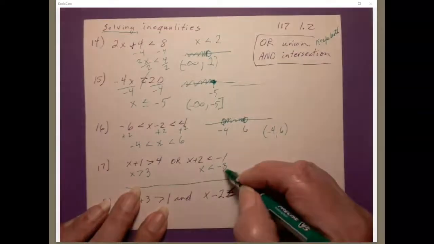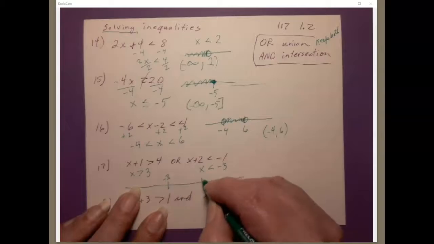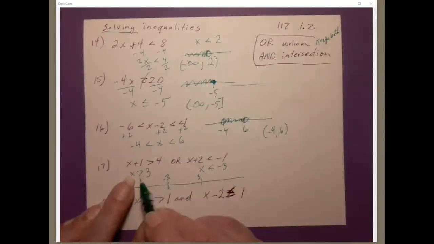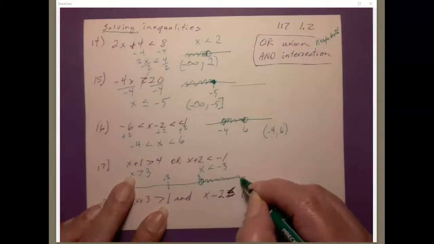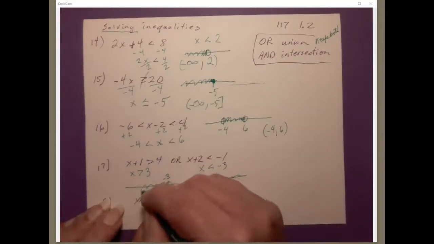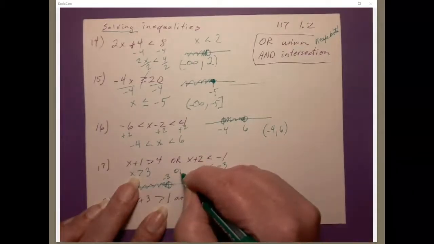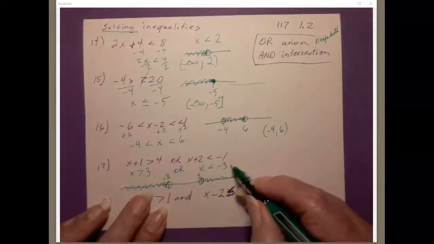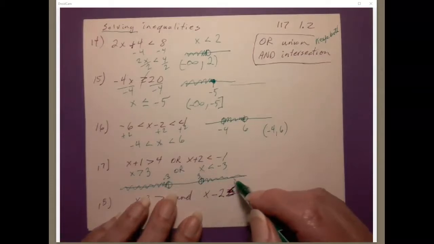So on my number line, I'm going to put these in order. Negative 3 comes before 3. And it says I want x greater than 3. That's an open circle, and it's greater than 3. X is less than negative 3, open circle, and it's less than negative 3. So I have it solved, and I really need the or in there. I have it solved with an inequality, and then I also have it solved with a number line.